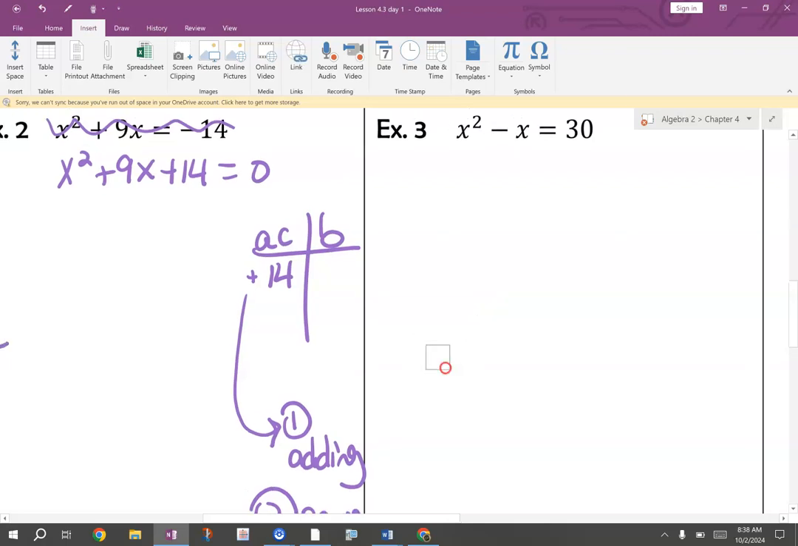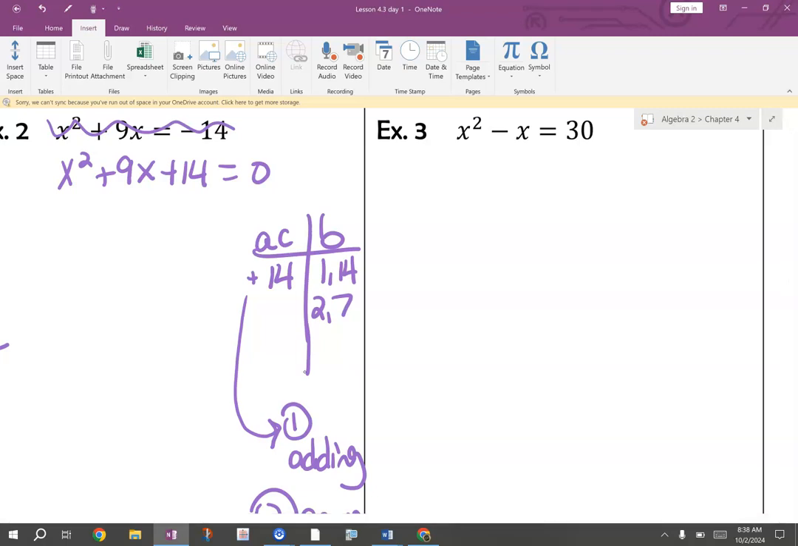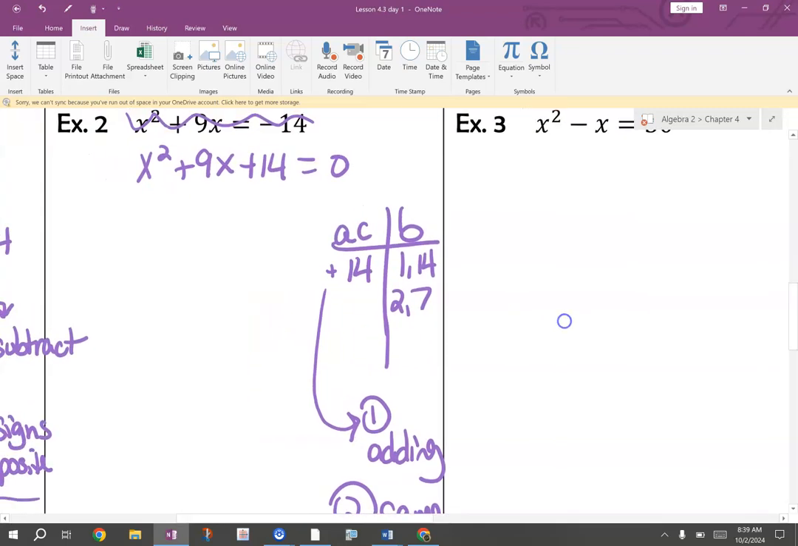All right, what goes in the B column? 1 and 14. Whoops. 2 and 7. And then again, you would keep going, right? But that's it. That's all we have for 14. The lower numbers are super, super easy. All right, so let's go ahead and put these in parentheses. Separate your X's.